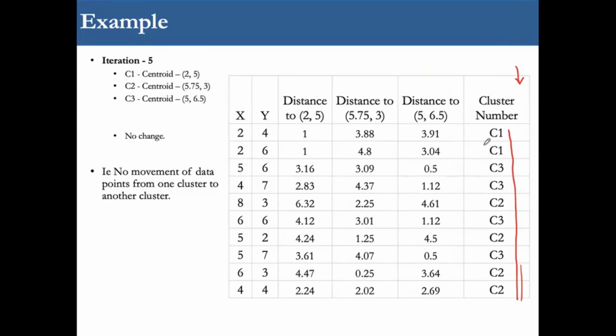And we have grouped two data points, 2,4 as well as 2,6 to cluster 1. Then 5,6, 5,7, 6,6 and then 5,7 to cluster 3. The remaining data points to cluster 2. So this is k-means clustering.